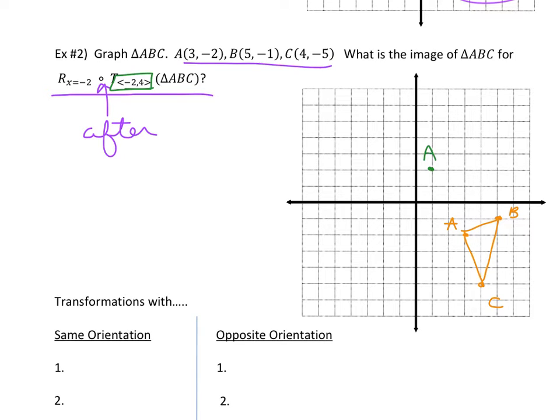So this would be A. B is 2 to the left, 1, 2, 3, 4 up. So there's B. And then 2 to the left, 1, 2, 3, 4 up. That would be C. So the translation gets us here.